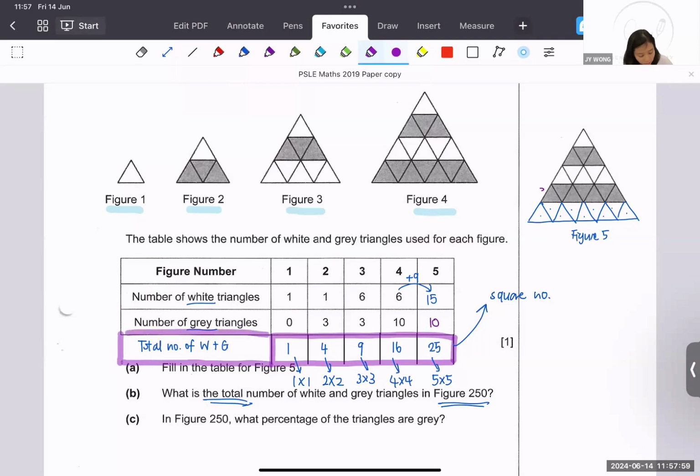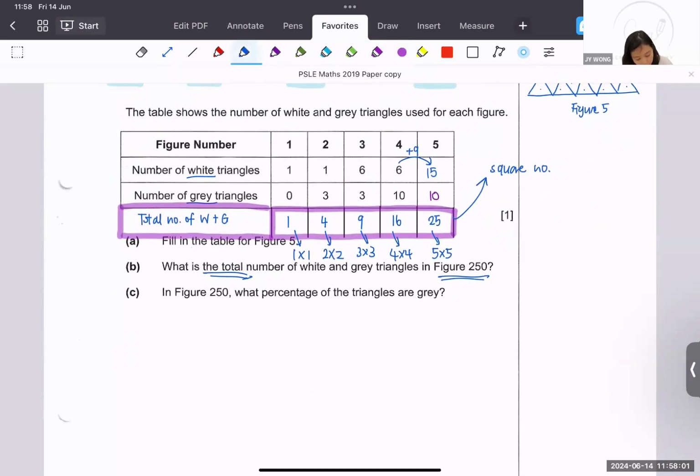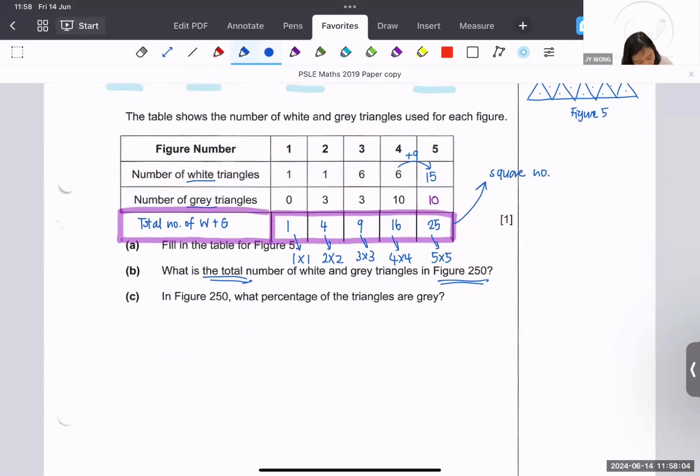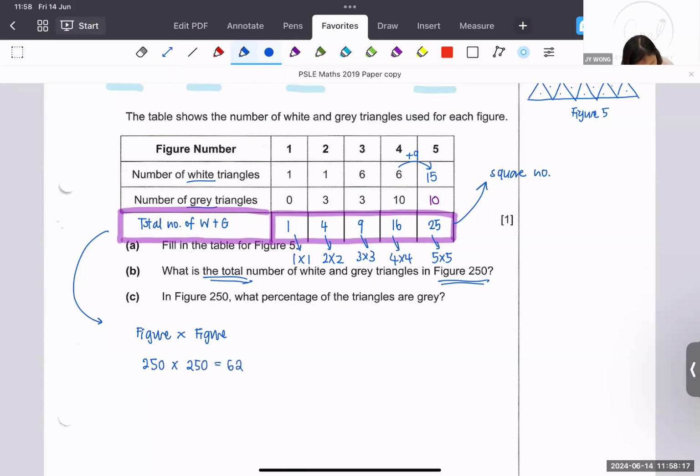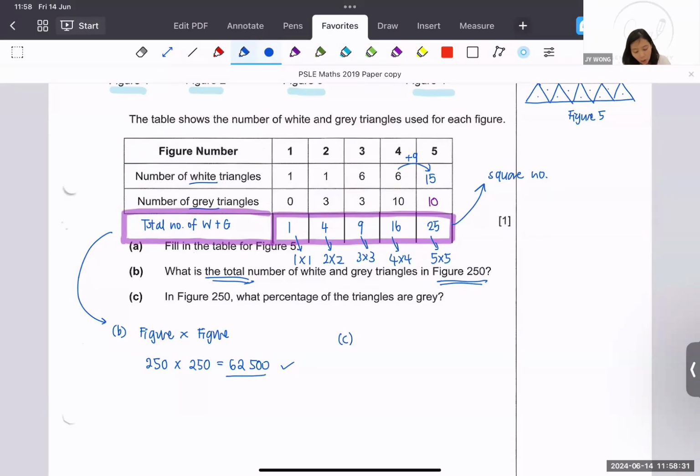I can. How? Simply take, remember, total number is the figure number times the figure number, correct? So in this case, the figure number is 250. So it will be 250 times 250, which will give you 62,500. Done. This is part B. Okay, so part C. I'll answer your questions later.